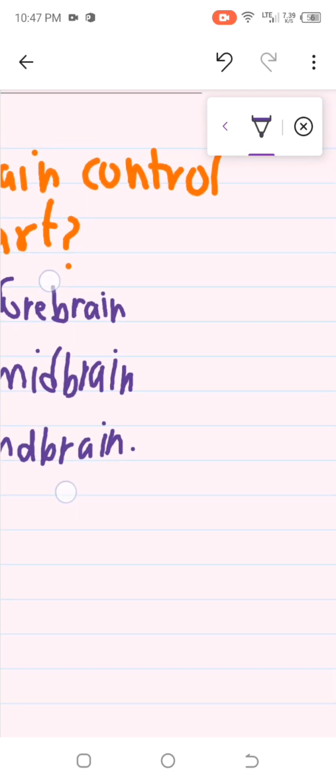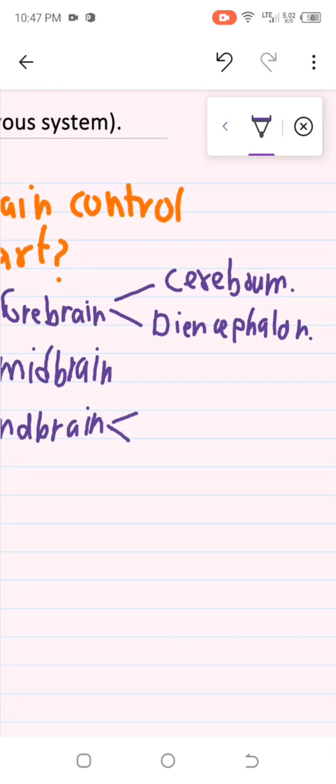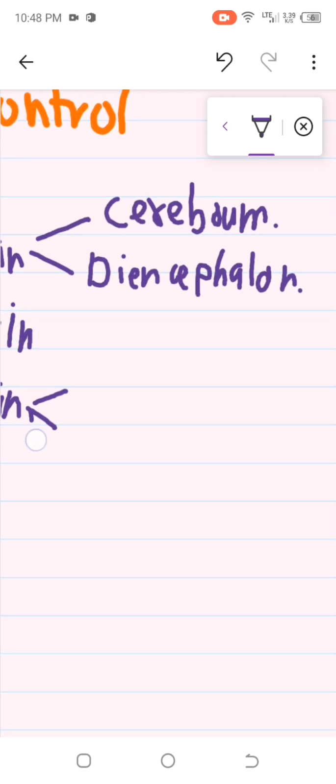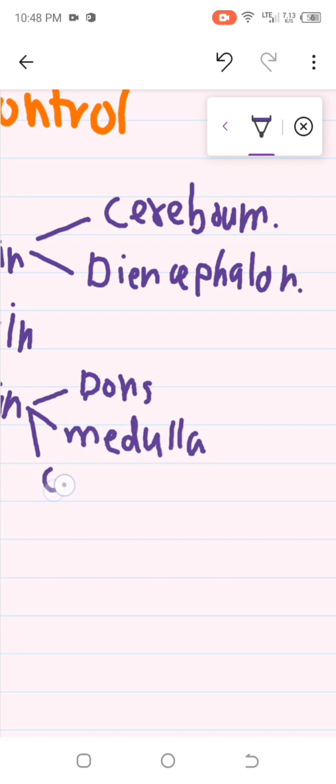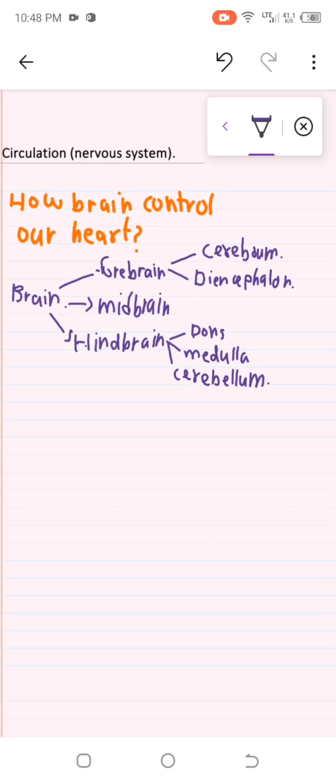As we know, the forebrain is further divided into two parts: one is the cerebrum and the other is the diencephalon. The midbrain is not divided into further parts. However, the hindbrain is further divided into three parts: the pons, the medulla oblongata, and the cerebellum.